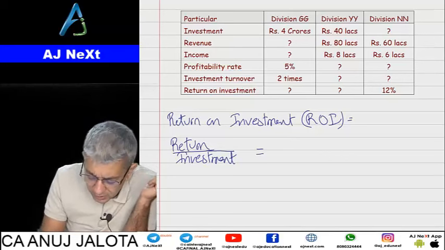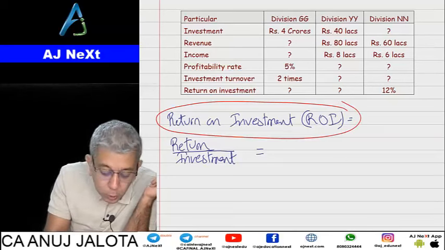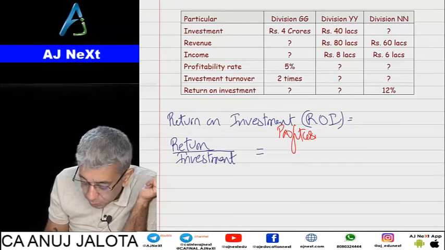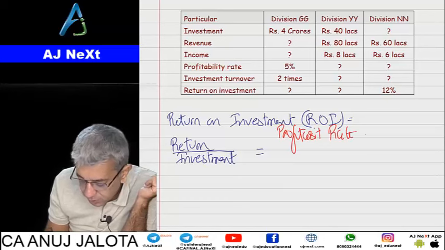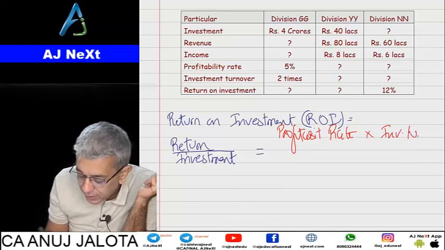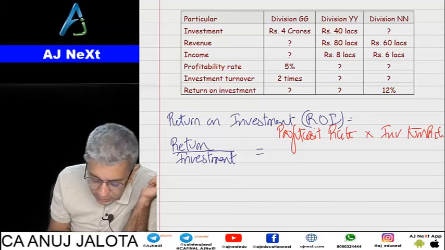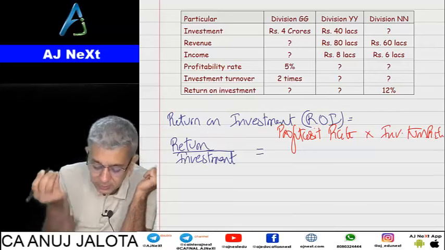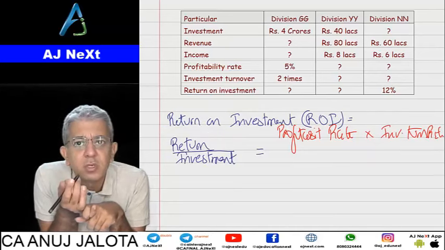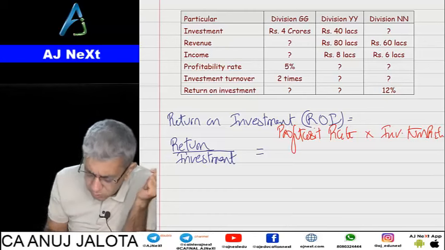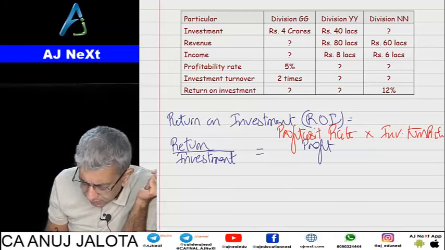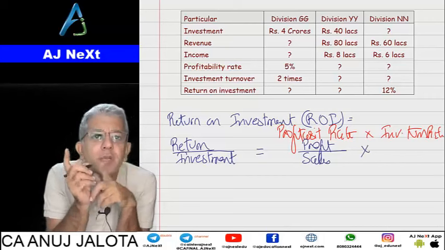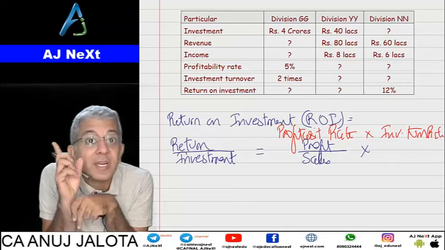Now, return upon investment, those guys are analyzing this in two steps. Which two steps? They are breaking it up into profitability rate, that is whatever those guys told now, and investment turnover rate. So they are bifurcating this into two parts. Now, try to think, what are these ratios here? Profitability rate is your kind of net profit ratio, so it should be profit divided by sales into 100.